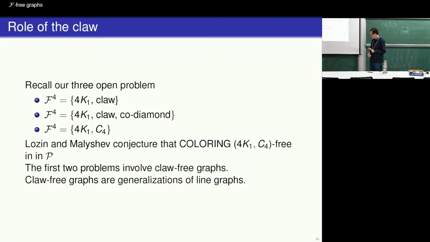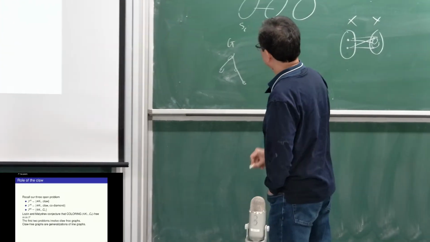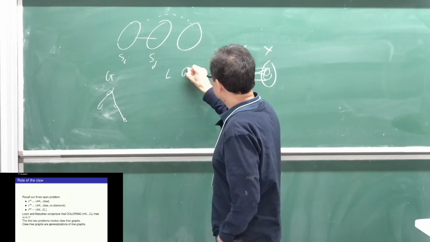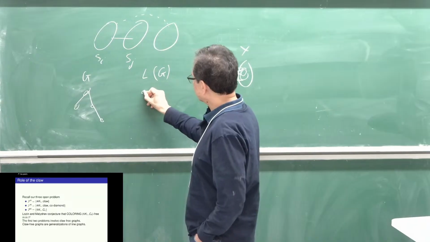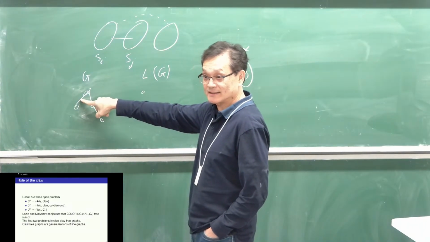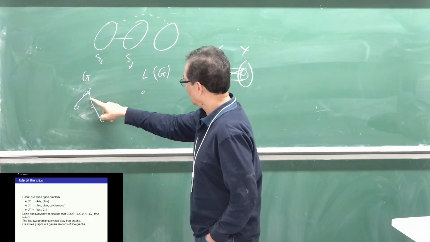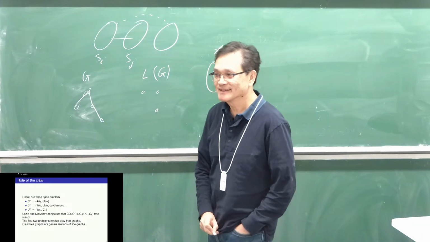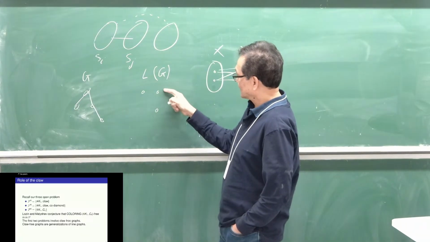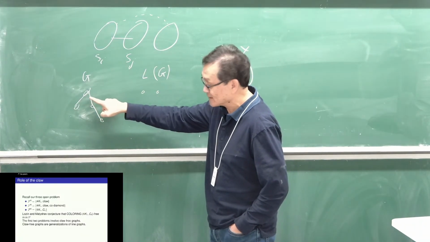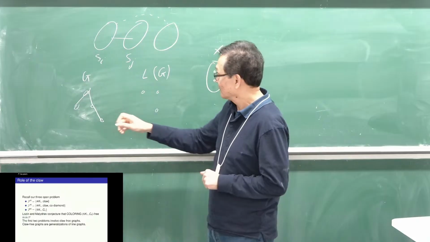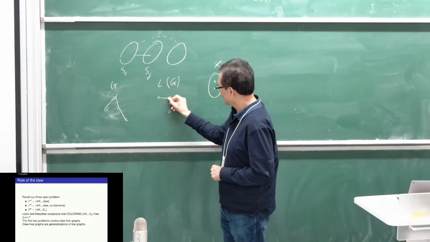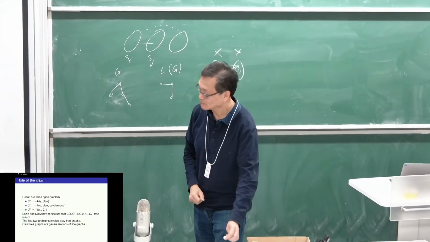So you know what is a line graph? Say I have a graph G. The line graph of G is simply: each vertex corresponds to an edge. So this vertex corresponds to that, this vertex corresponds to this. And two vertices are adjacent in the line graph if the two edges here are incident. So the line graph of this graph is this graph.